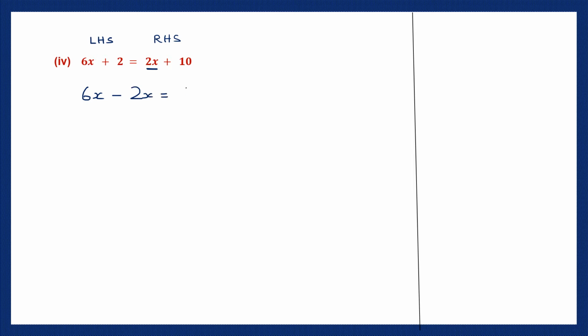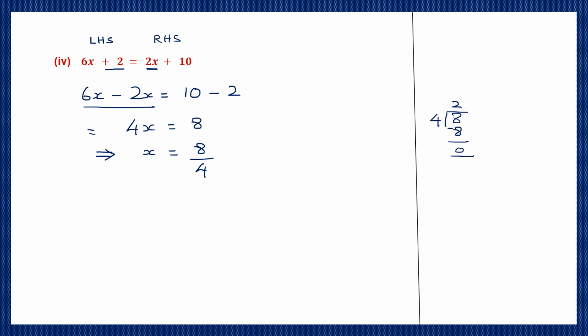Similarly, on the right hand side I have 10, I leave it there. But I'm going to transpose plus 2 to the right hand side. It becomes minus 2. So first let's get this. 6x minus 2x is 4x. So 4x is equal to 10 minus 2 is 8. So now what does this mean? 4 into x is 8. So x will be 8 divided by 4. So 8 divided by 4, we know 4 2s are 8. So this is 2. So that means the value of x is 2. So we have solved for x.